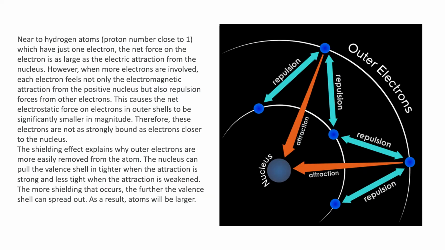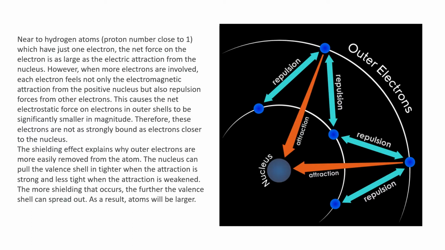Now if you look at this one here, if you're just focusing on the hydrogen atom, because the hydrogen atom is the simplest atom, you've only got 1 proton and 1 electron. So for the elements closer to hydrogen, the net force on the electron is as large as the electric attraction between the nucleus and the electrons.